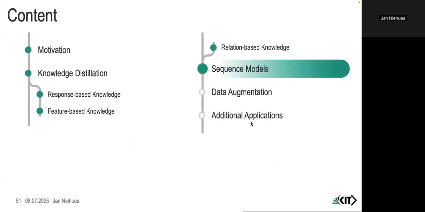Good. Any questions about this knowledge distillation?